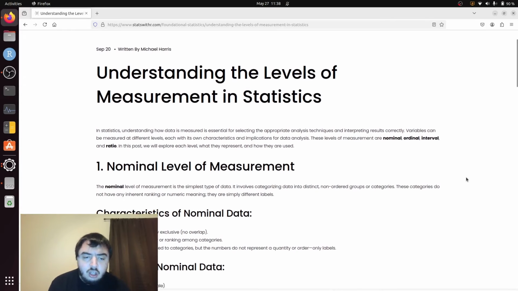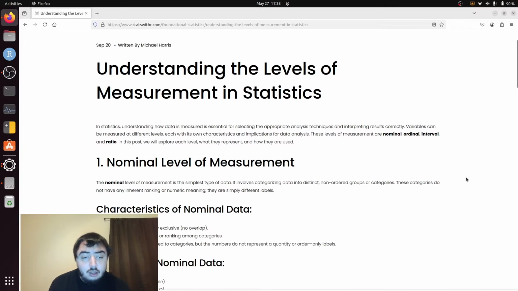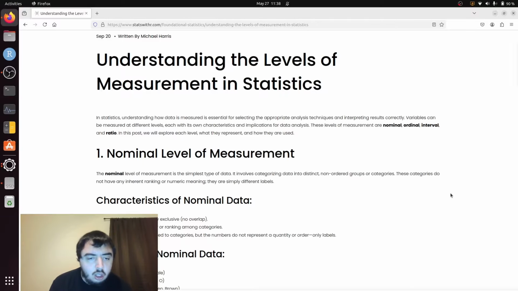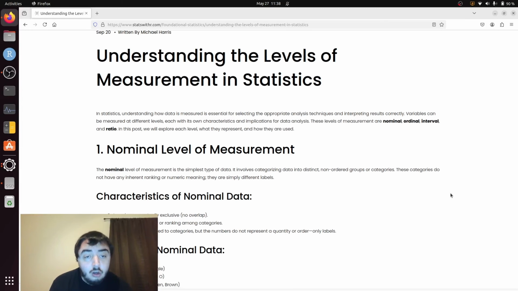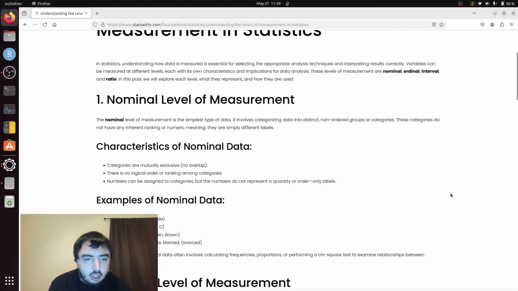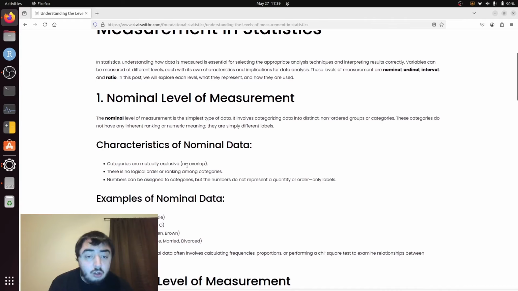So, nominal is the first type of data. It's the simplest type, arguably. And this is categories that are not ordered. So, they don't have an inherent ranking or a numeric meaning. They are just different labels. Walmart, Kmart, Target. Like, Walmart's not necessarily better than Target. It might be better. Walmart might be better than Target to you, but not to me, and there's no consistent idea of what's better. So categories are mutually exclusive.